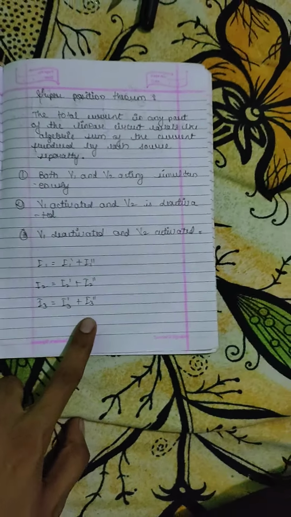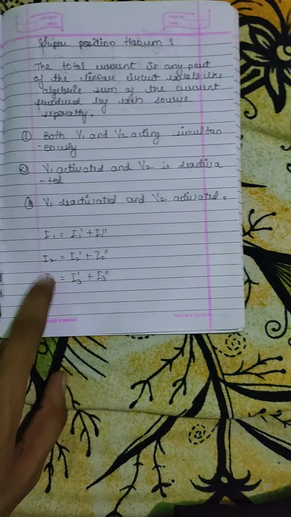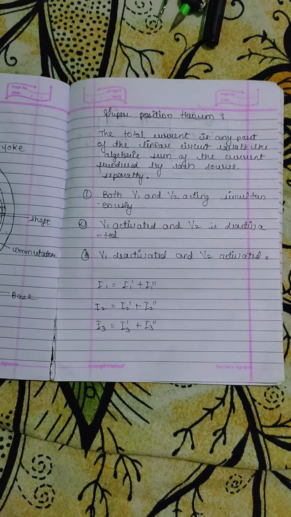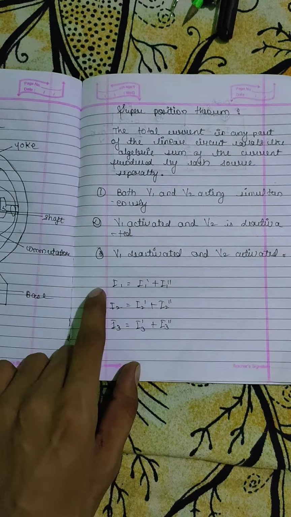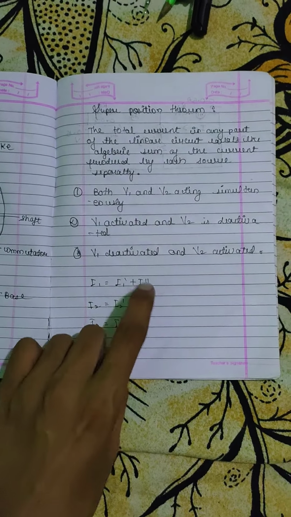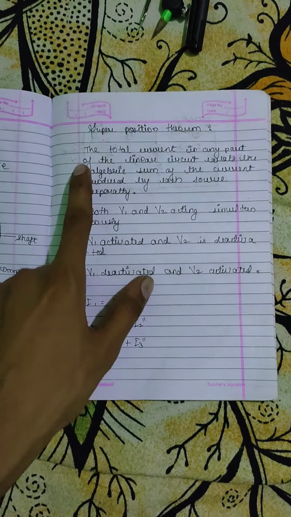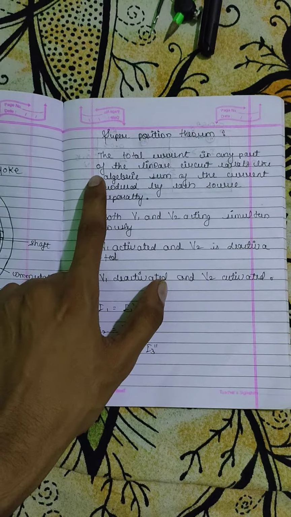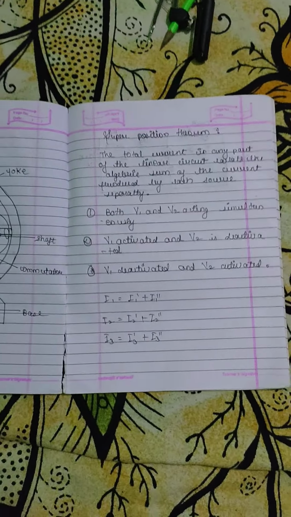If we solve these equations, we will get the final result of the superposition theorem, which tells us that I is equal to I1 plus I2 plus I3. So basically, if we combine the three equations, we get that the total current of any part of the linear circuit is equal to the algebraic sum of the current produced by each source separately.